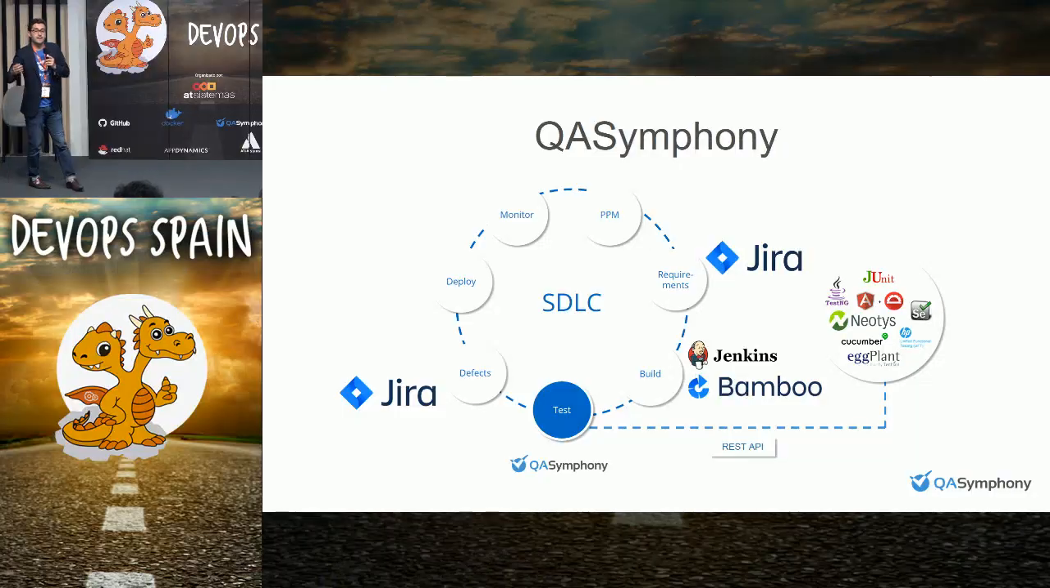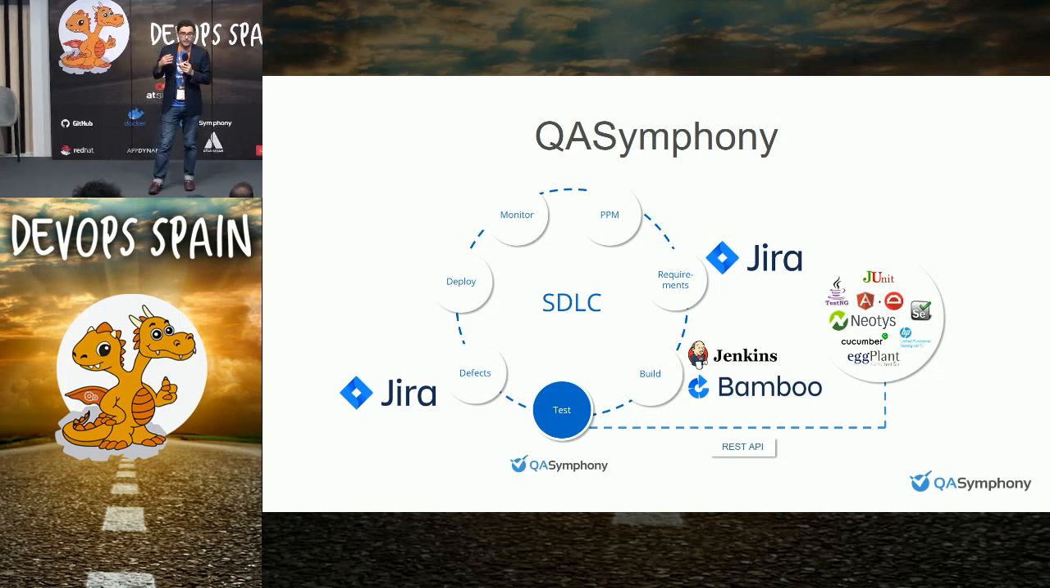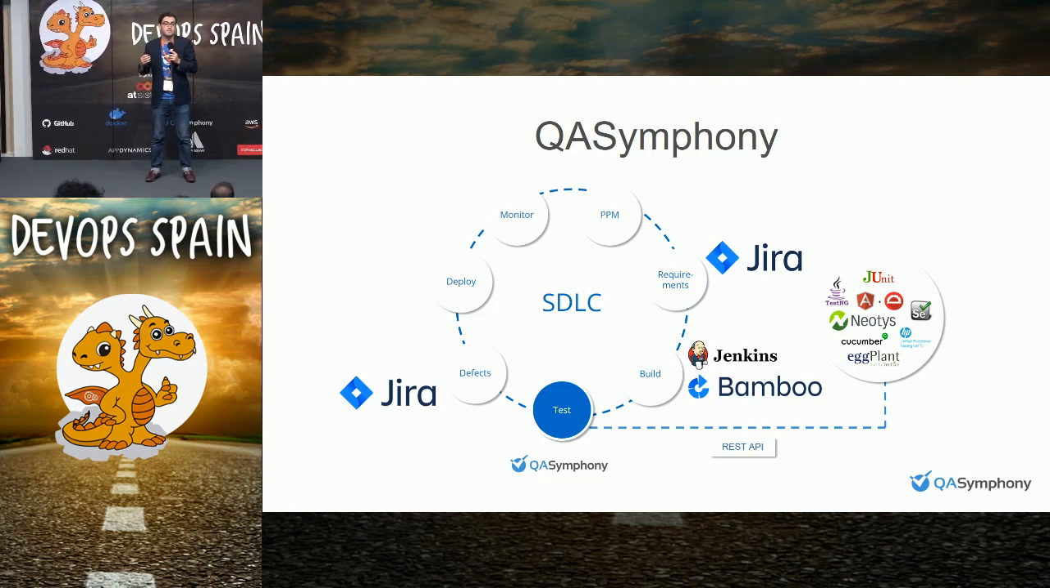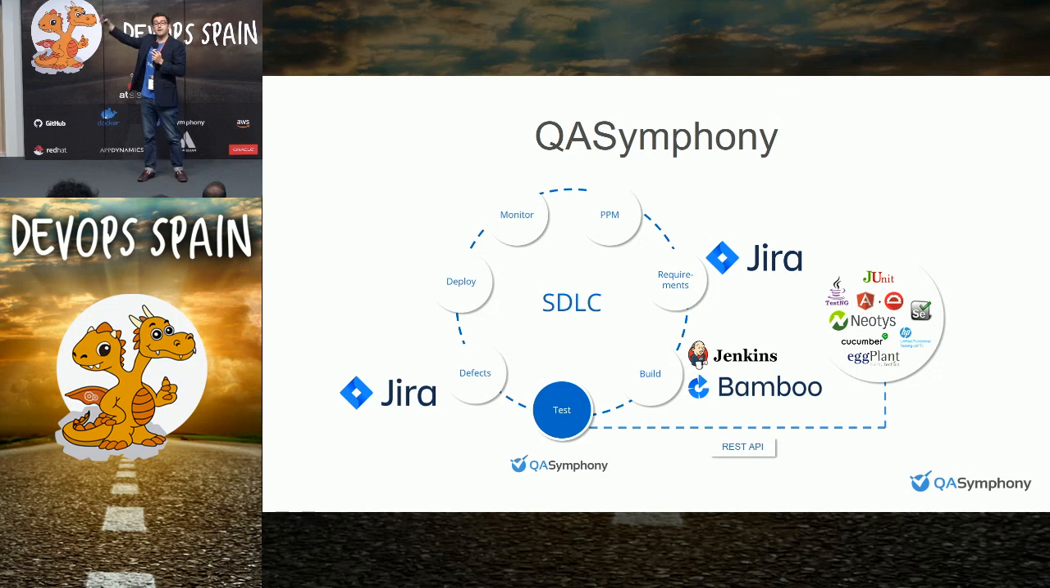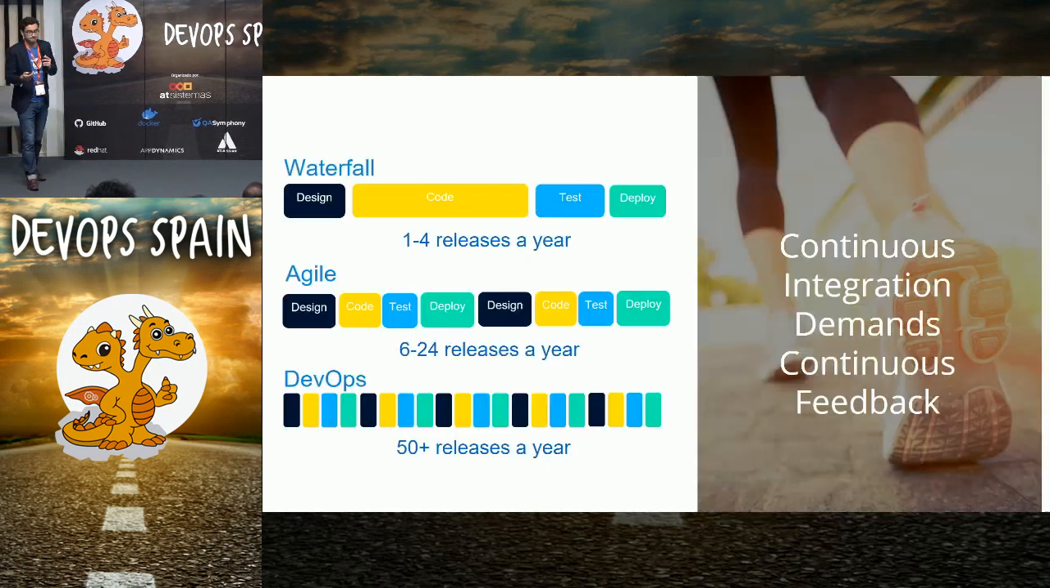So QASymphony, again, as I mentioned, the champion of the tester. We really started with the tester in mind. We really think of ourselves as the champion of the tester, and providing a tool set that allows the tester to be embedded, again, throughout the entire SDLC. So from planning, building, developing, and then actually releasing itself.